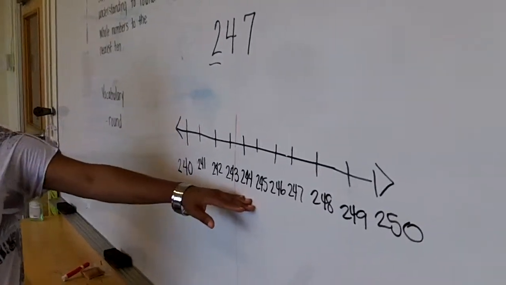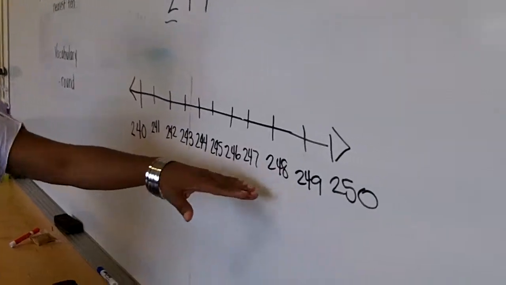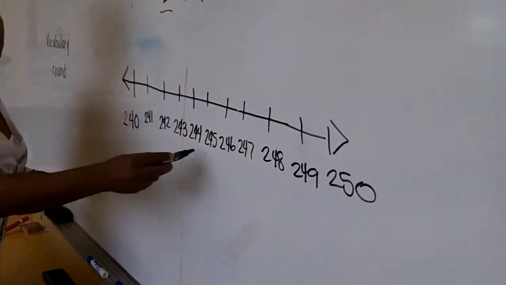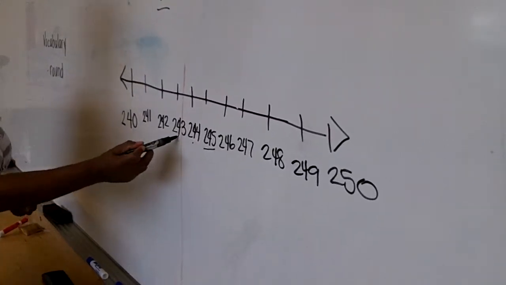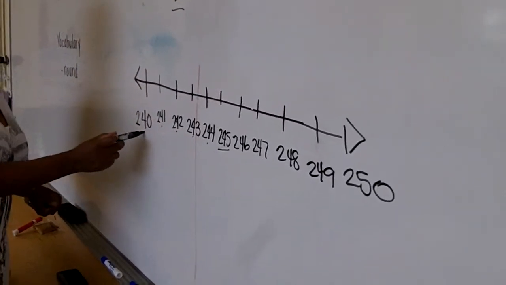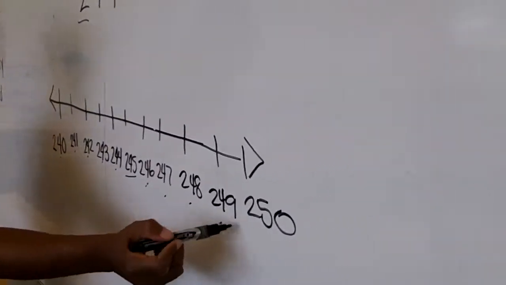Now, remember the midway point means that it's directly in the middle. One way to determine it would be to count, like Ahmad said. So let's see if it is 245. On this side of 245, we have 1, 2, 3, 4, 5 numbers. And on this side of 245, we have 1, 2, 3, 4, 5 numbers.